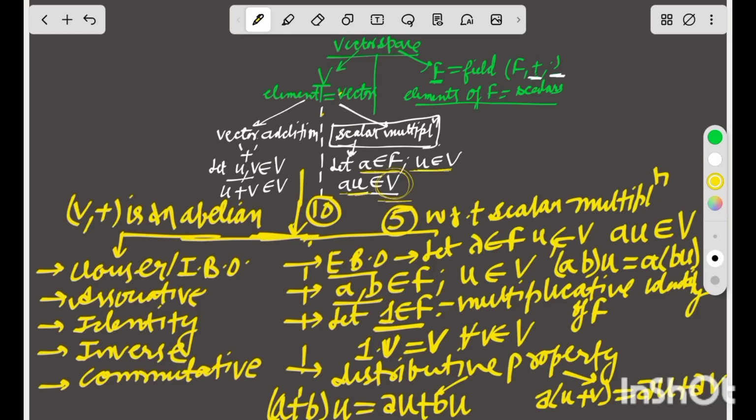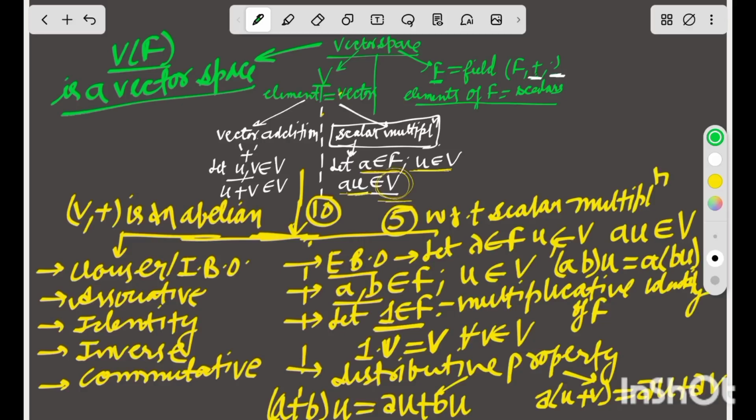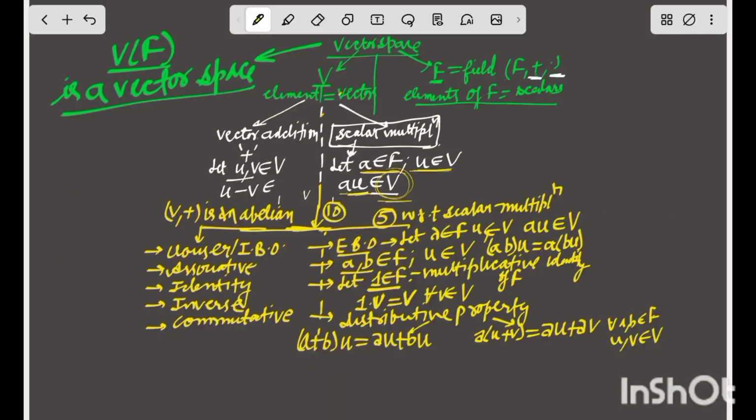So, if a set satisfies all these properties, we call that set a vector space over the field F, and we give it the notation V over F is a vector space, with respect to the two binary operations: one is the vector addition and another is the scalar multiplication.